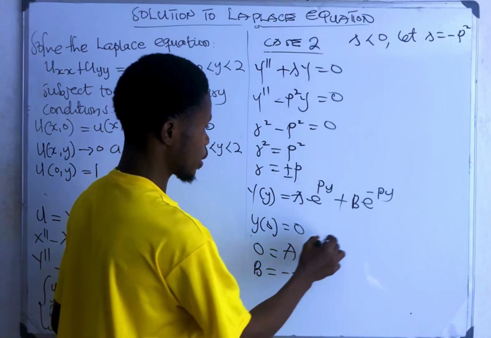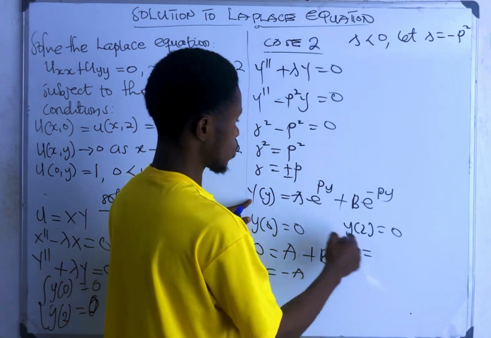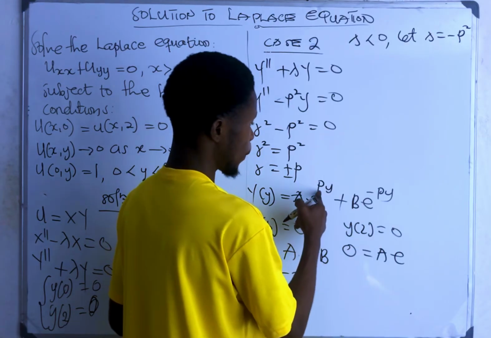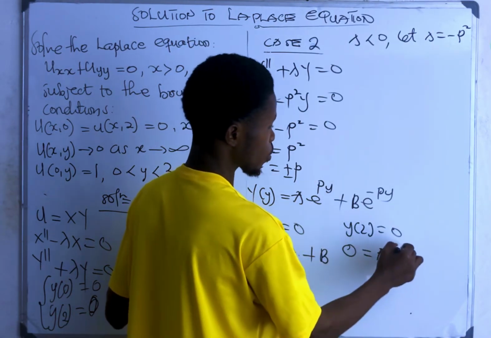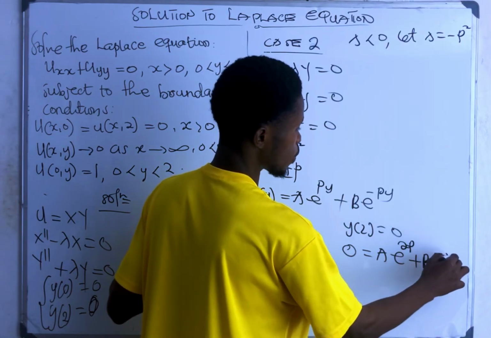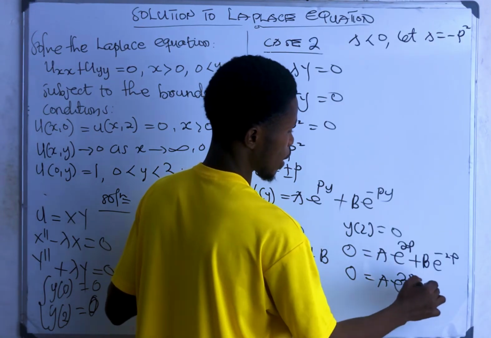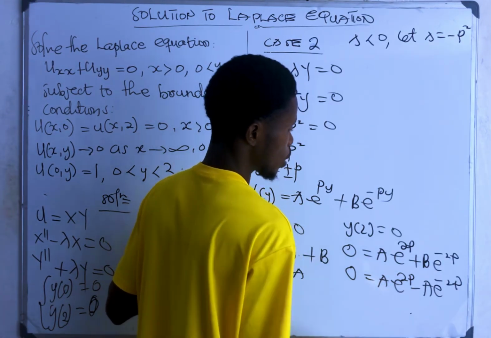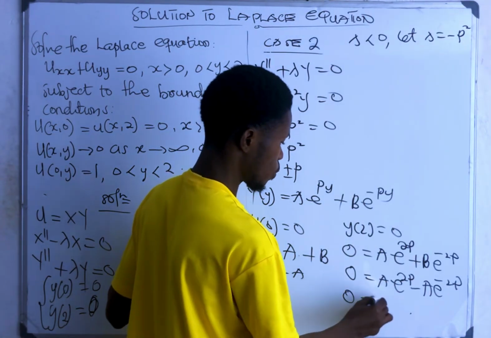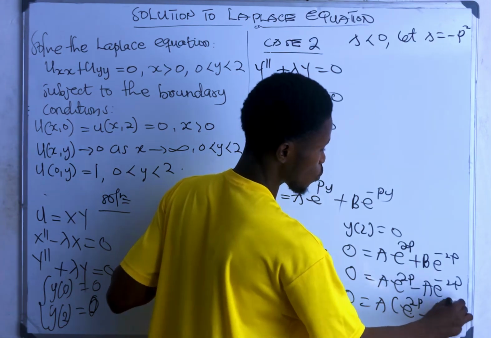So this is what I'm going to do. Let's take the other one where we said that y at 2 equals 0. That means capital Y is 0, equals A e to the power P, where y is now 2. So I'm going to have 2P plus B e to the power negative 2P. So 0 equals A e to the power 2P minus A e to the power negative 2P. Alright? So for this case, if I factorize this, I have A bracket of e to the power 2P minus e to the power negative 2P.